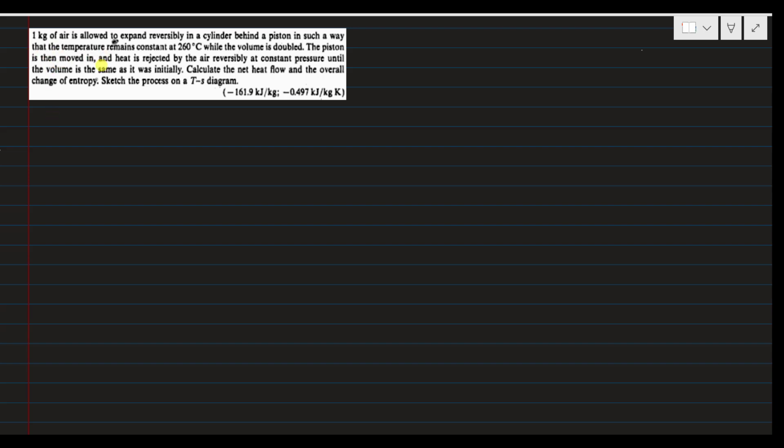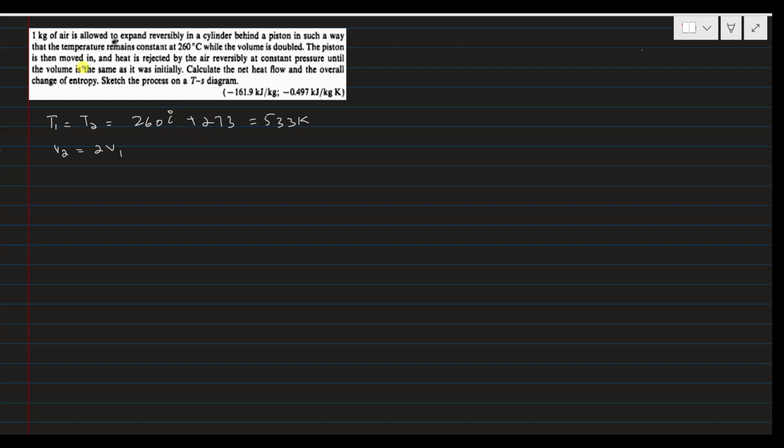So the mass is 1 kg. The process 1 to 2 takes place at a constant temperature, that is 260 centigrade. If you add 273 to it, it converts into Kelvin, that becomes 533 Kelvin. So the heat is supplied at a constant temperature, and the final volume becomes equal to 2 times its initial volume. That is given in the statement.